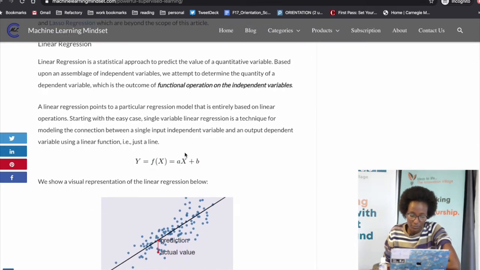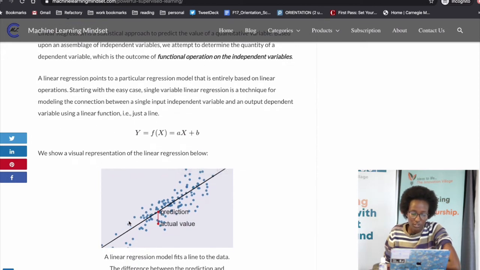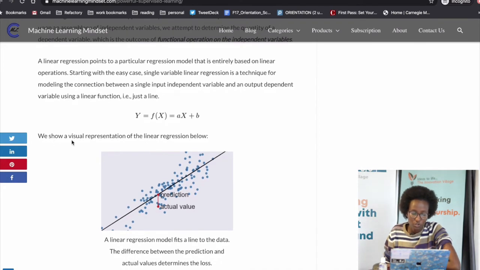Okay, so you have different examples of that, and you want to build a connection between this y and this x, just like we learned in school. Using the different data points, you try and get a line that best fits. You draw out a line that best fits. And that line, y is equal to mx plus c, is your linear regression function. It's really as basic as that. So we show a visualization representation of a linear regression below.